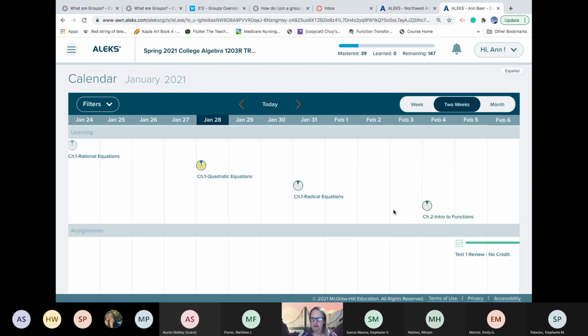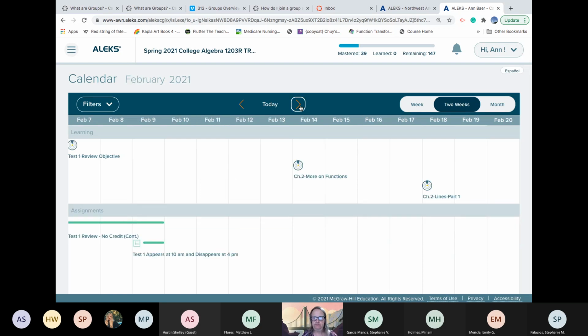So let's go on here. I want to see the next 2 weeks, so I just click on this arrow. And you can see test review no credit continued. It's very, very important that you do that test 1 review no credit assignment. I will tell you why.